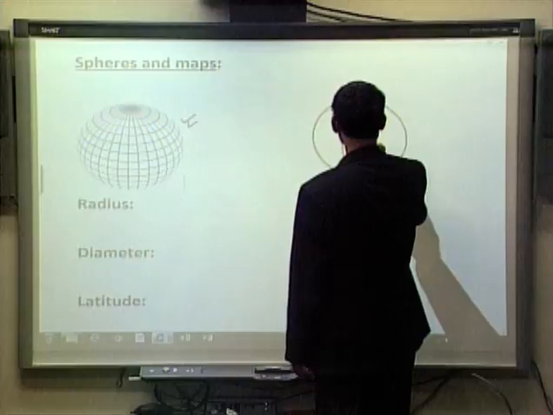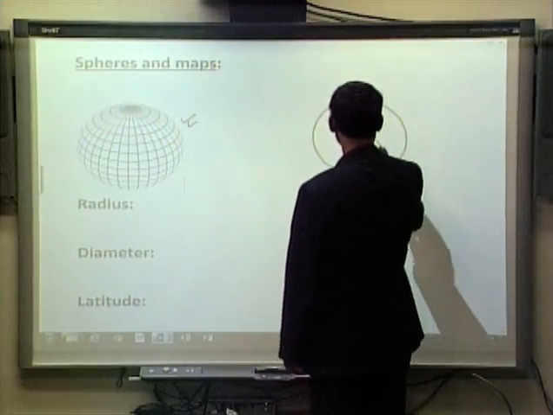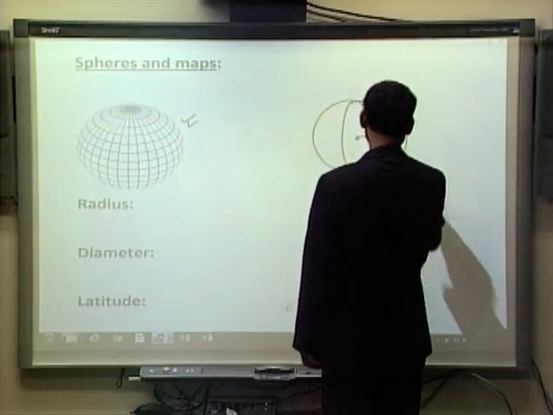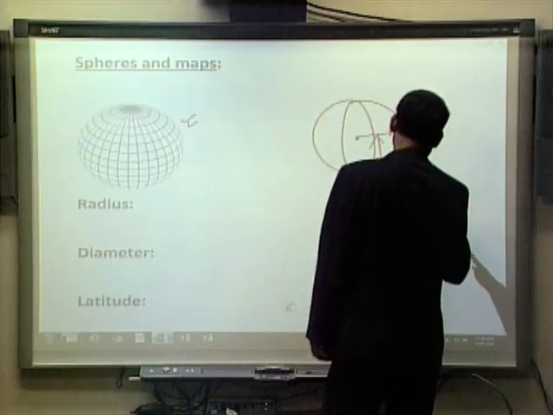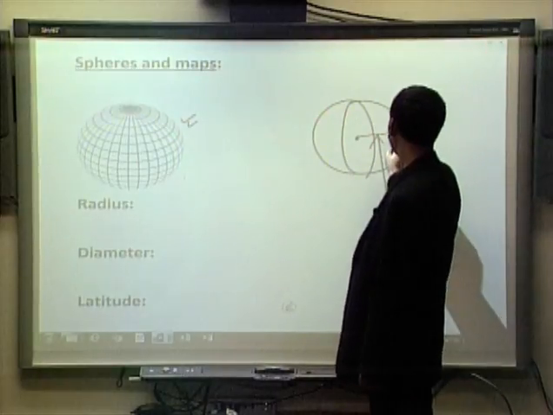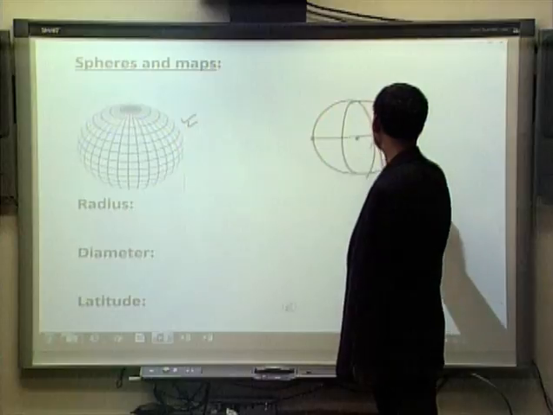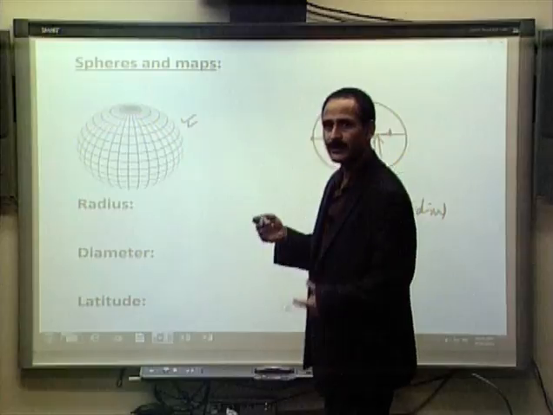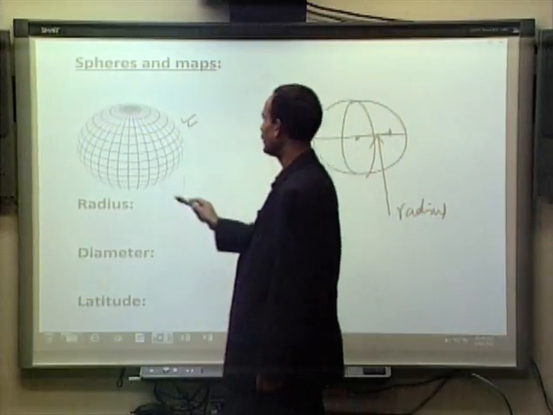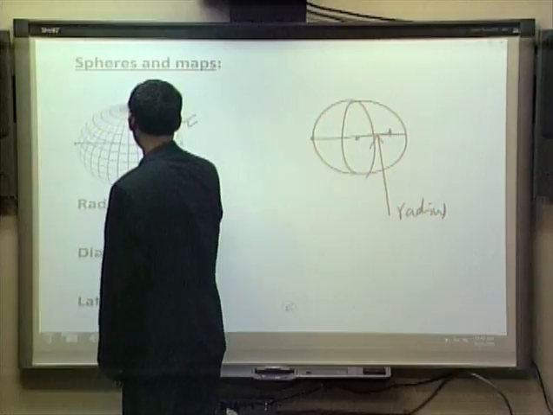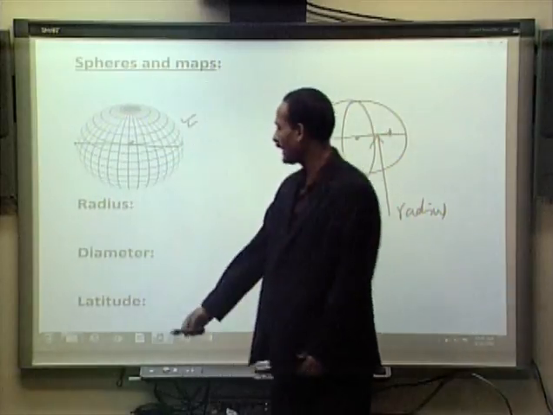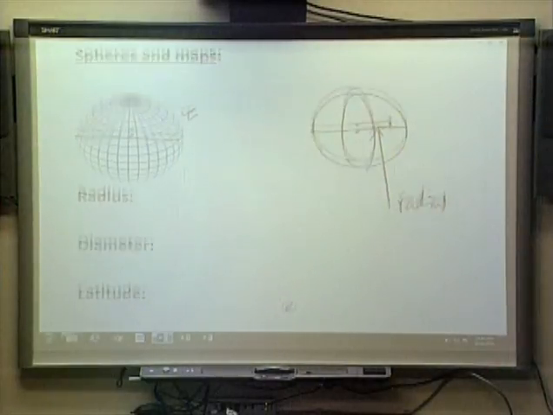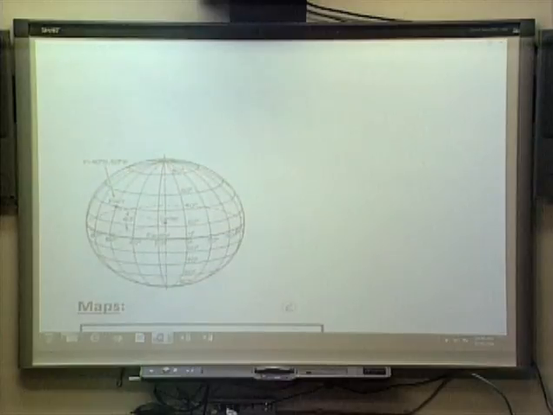So this is the center, and by radius we mean joining the center to any point on the surface. That's the radius. Well, if we join 2 points on the surface of the sphere, and the line joining the 2 points goes through the center, that line is called the diameter. And we have the concept of latitude and longitude.